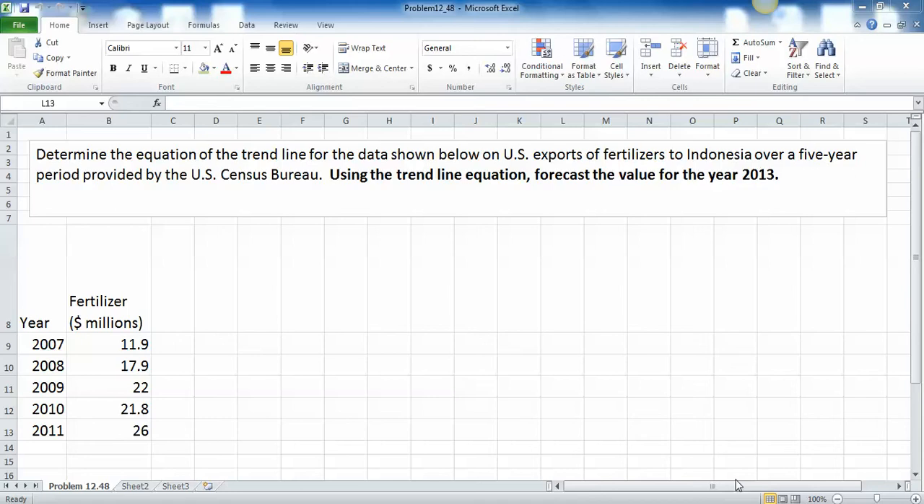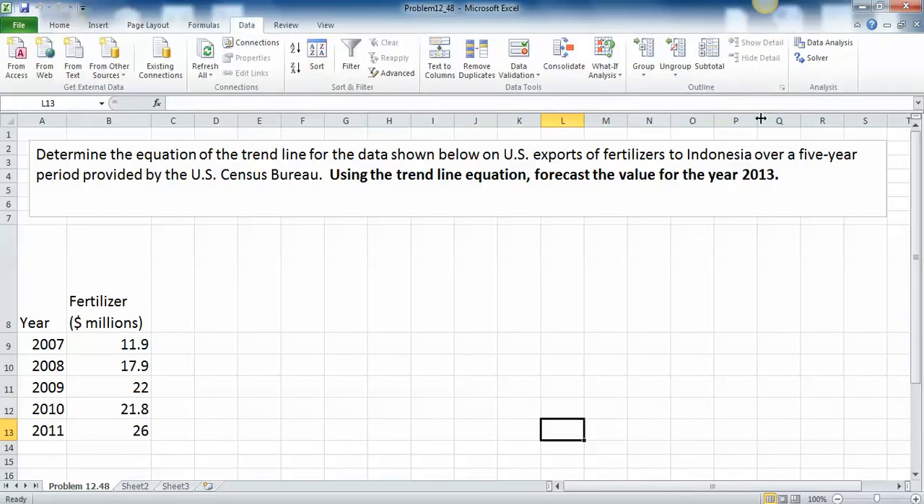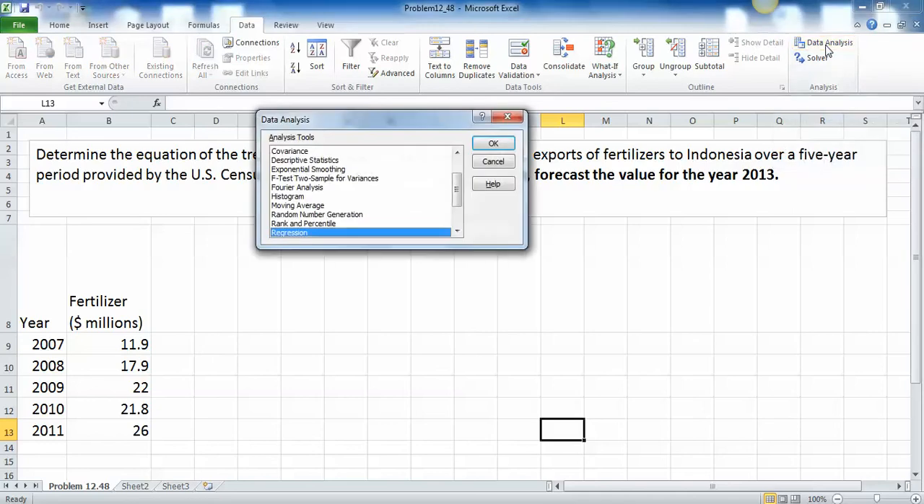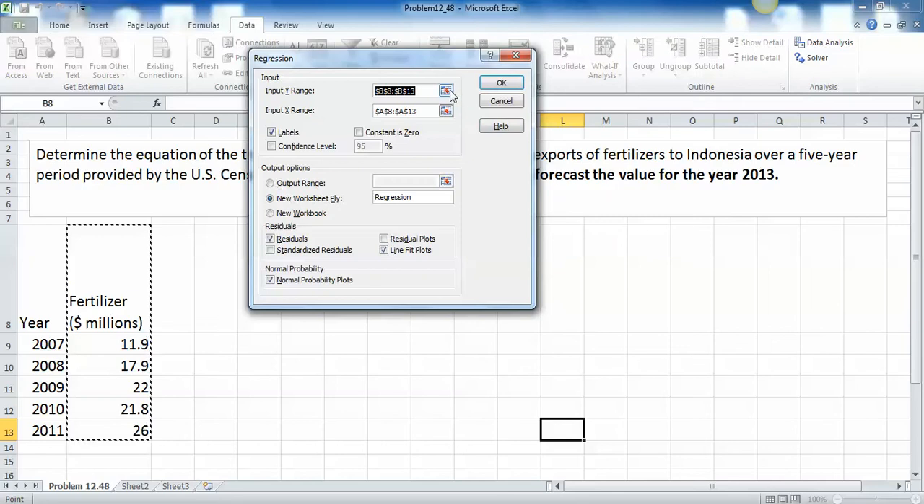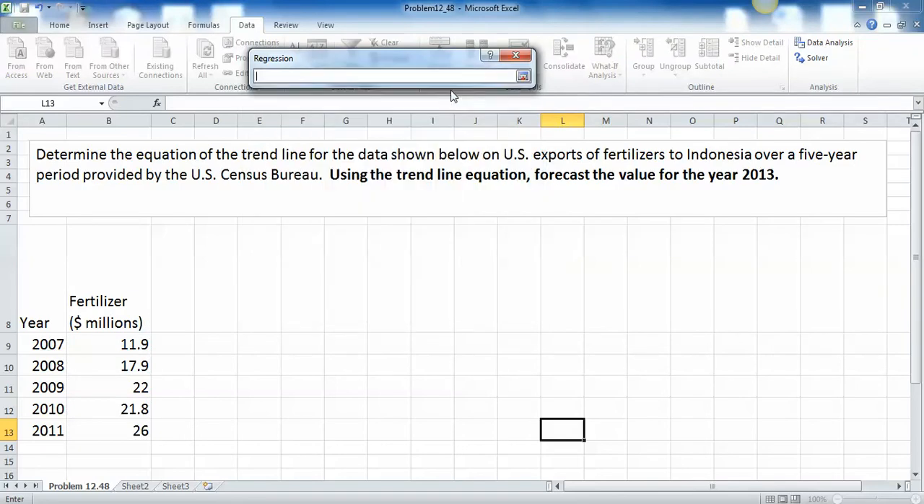Okay, the first thing we're going to do to find the trend line is click on data. We're going to use the data analysis tool. We'll go all the way down to data analysis, select regression. Okay, and then we're going to select the Y range. The Y is what we're trying to predict, which is the fertilizer sales. So I'm going to highlight the fertilizer sales.